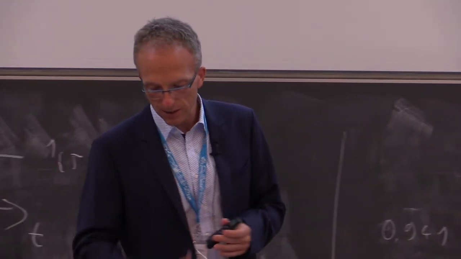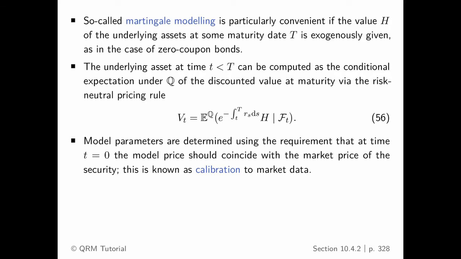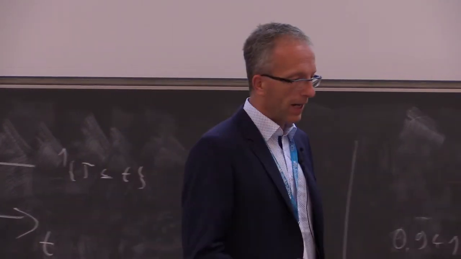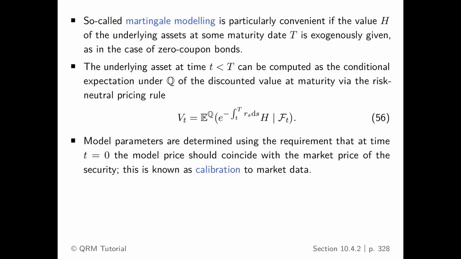Things are consistent. And for these reasons, martingale modeling has become convenient. And this is even easier if you know the value of the payoffs at maturity as for zero coupon bonds or defaultable coupon bonds. So what one does is that you directly use this risk-neutral pricing formula as the definition. You define the price of an asset via this formula.